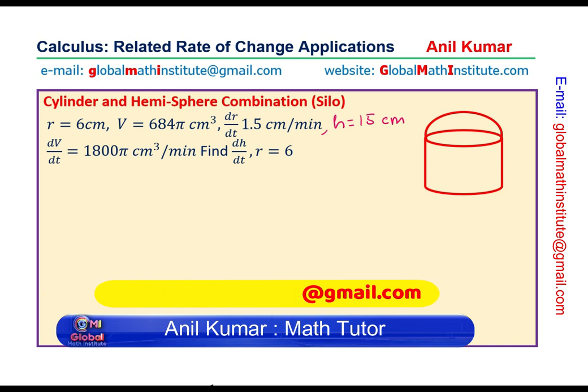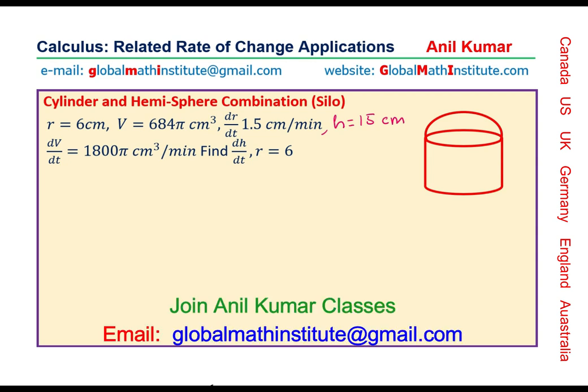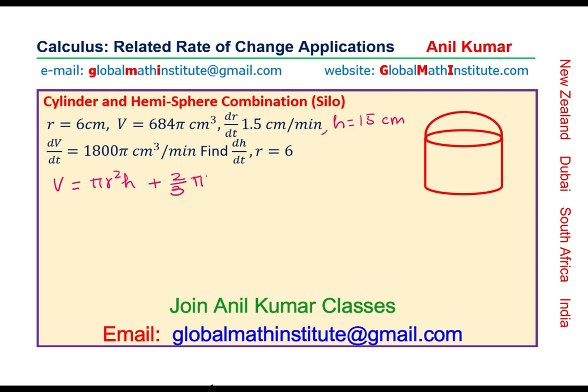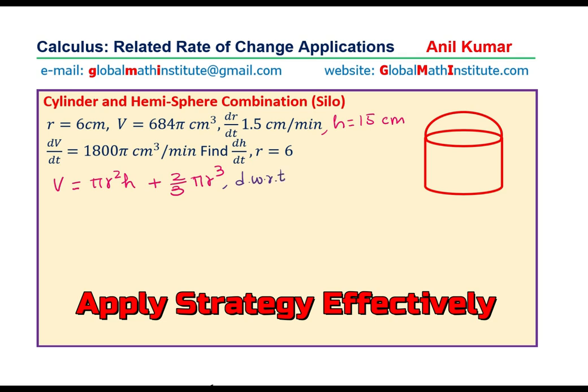dV/dt is 1800 pi centimeter cube per minute, and we need to find dh/dt when r is equal to 6. Perfect. Great. Now let's begin with the volume formula, which is pi r square h, that is the volume of the cylinder, plus half of 4 by 3, so 2 by 3 pi r cube. So now we need to differentiate with respect to time.